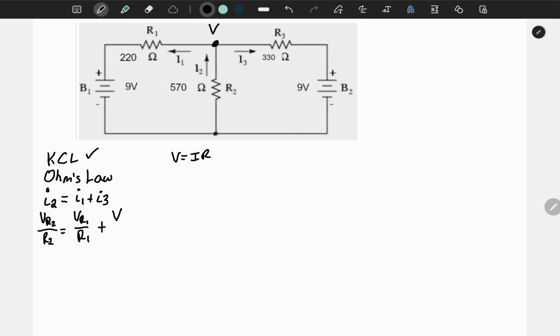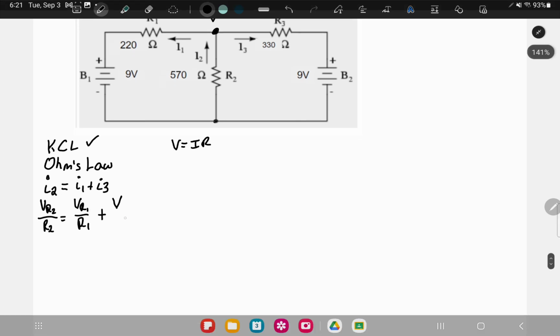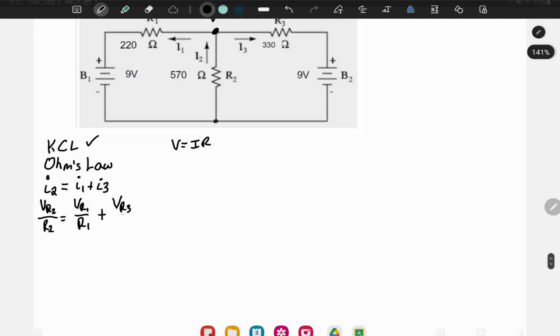The current through resistor 3 is the voltage across resistor 3 over the resistance of resistor 3. So we know the resistances, so we can just plug that in. R2 is 570. R1 is 220.